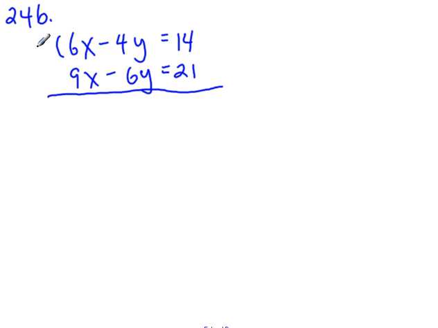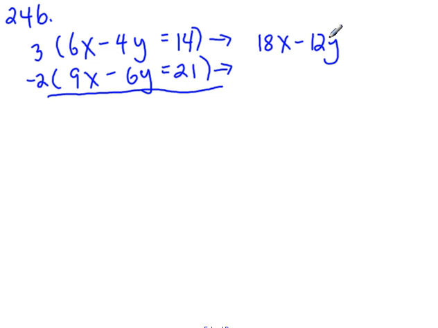I'm going to multiply the top equation by 3, but now remember I said one of them I had to multiply by a negative, so I'm going to multiply the bottom equation by negative 2, because that's going to give me a positive 18 and a negative 18, which of course is what I need. So I'm going to move those equations over here. 3 times 6 is 18x, minus 3 times 4 is 12y. Don't forget you have to multiply by all three terms. And 3 times 14 is 42. Multiplied everything by that 3.